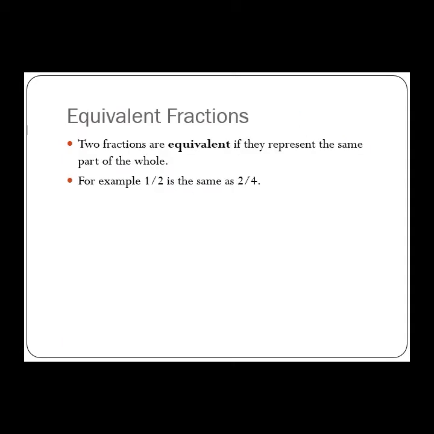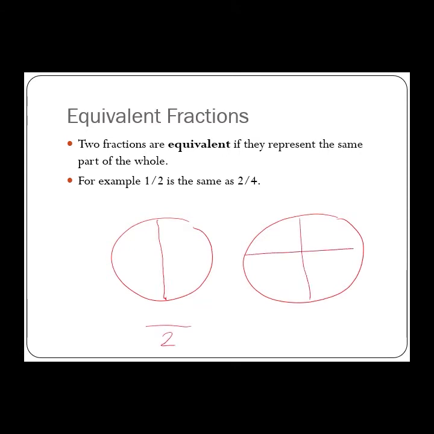Two fractions are known as equivalent if they represent the same part of the whole. So for example, let me take 2 circles. Imagine I've drawn them the same size. This one is divided into 2 pieces, so this is like a fraction with the denominator 2. This one is divided into 4 pieces, so this is like a fraction with the denominator 4.